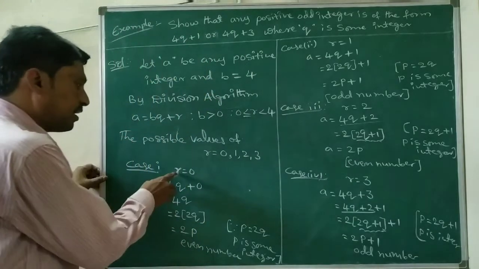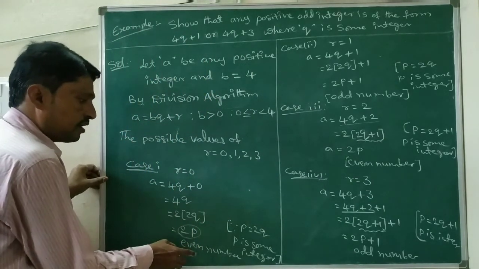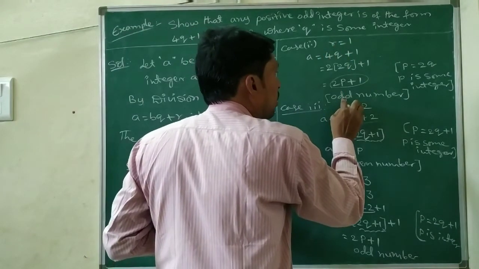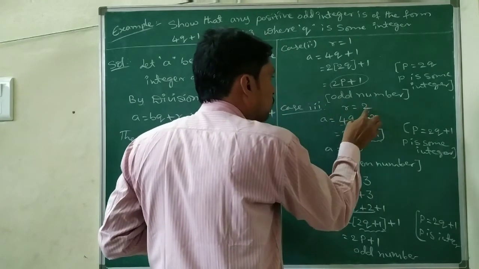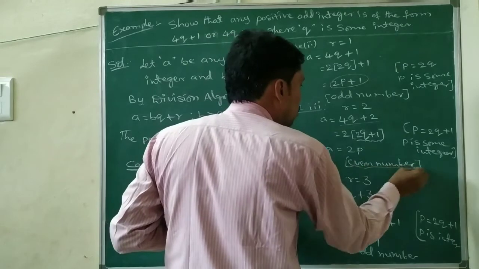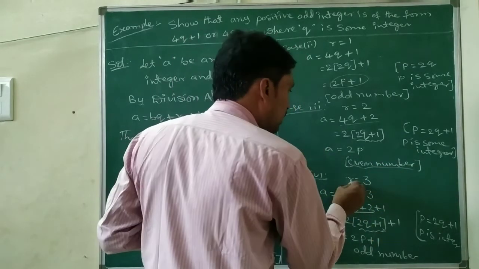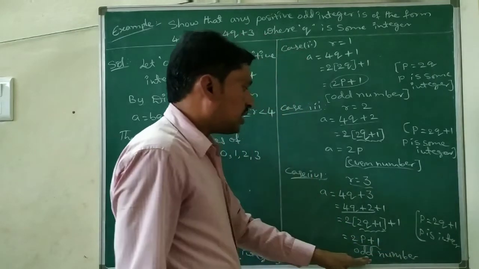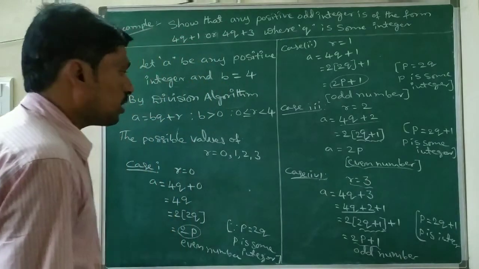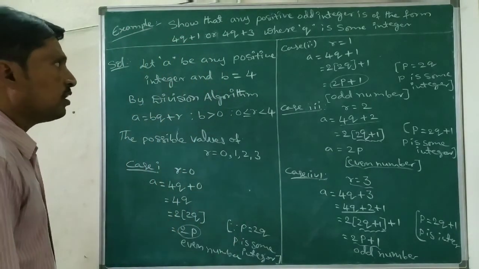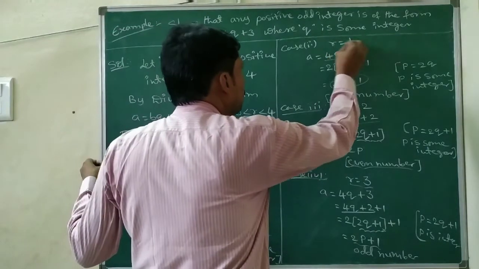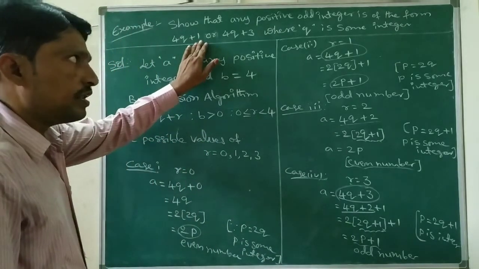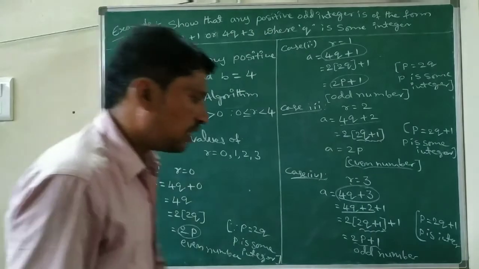So once you have to observe here, case number 1, 2p. 2p means even integer, and case number 2, 2p plus 1 means odd number. R equal to 2 means we get 2p, which is the even integer. R equal to 3 means 2p plus 1, which is the general form of odd numbers. So last we need to write the conclusion step. So here 4q plus 1 and 4q plus 3 are the odd integers of the form. So I will just write.